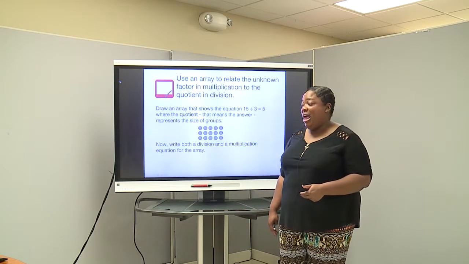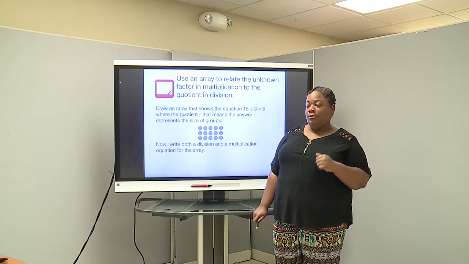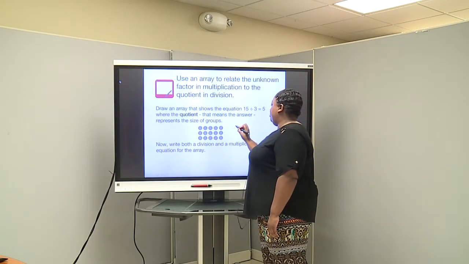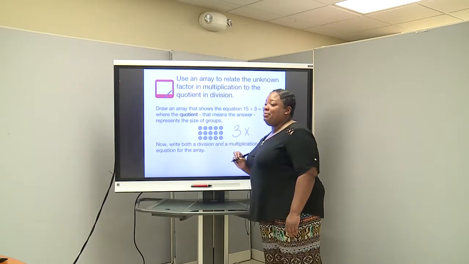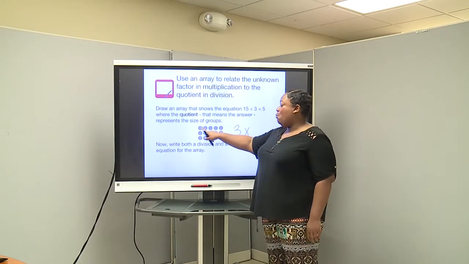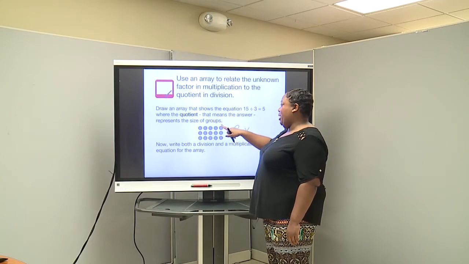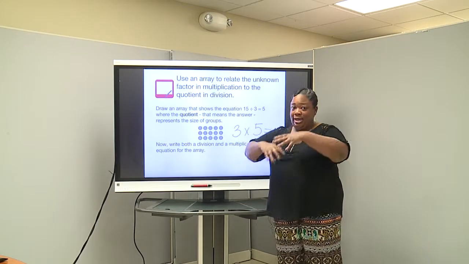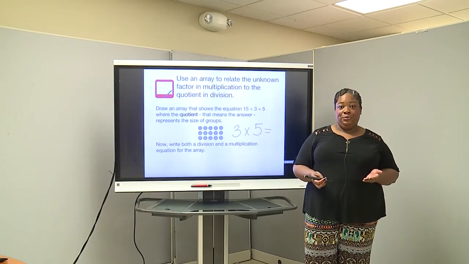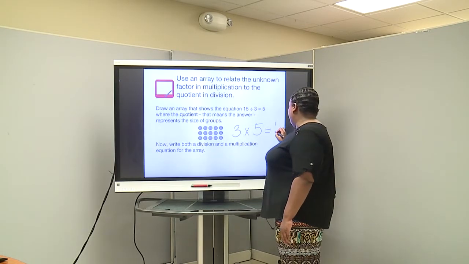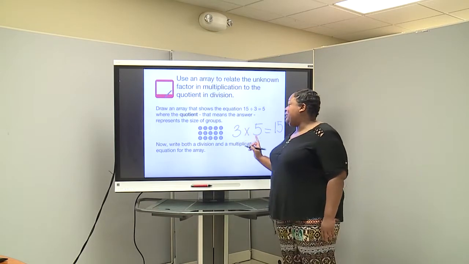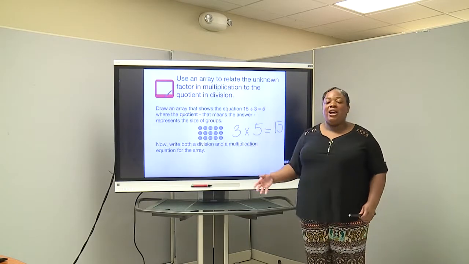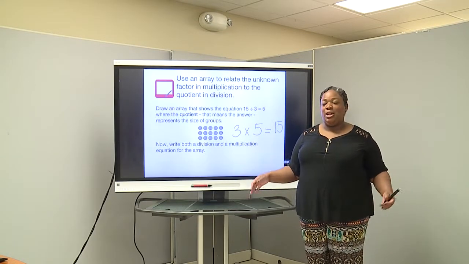So let's look and see what we have here. How many groups do we have? 1, 2, 3. Times the size of the group, which is 1, 2, 3, 4, 5, equals the total. How many dots did we have all together? We had 15. So 3 times 5 equals 15. So this array not only can show division, but it also shows multiplication as well.